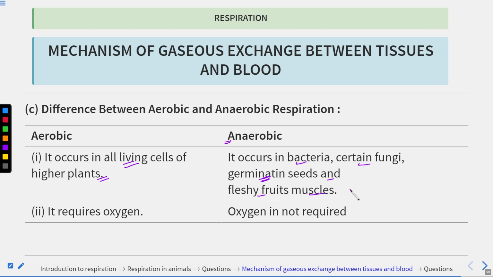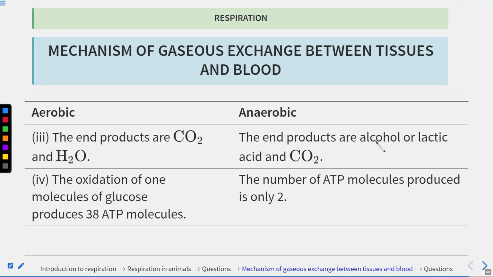Now aerobic respiration, as the name states, requires oxygen, whereas anaerobic respiration doesn't require oxygen. It takes place in the absence of oxygen. That's why it is also known as fermentation. And fermentation, we have discussed, is of two types: alcoholic fermentation and lactic acid fermentation.